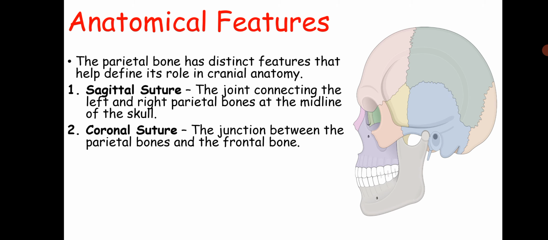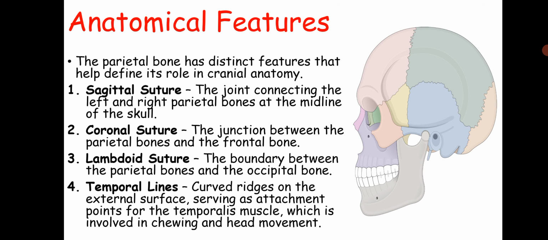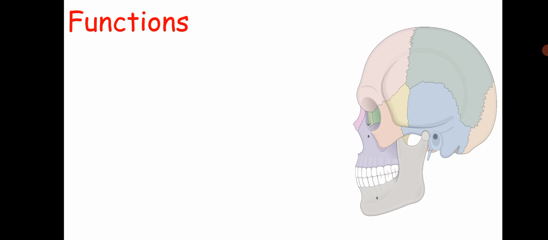Next feature it has is coronal suture, that is basically a junction or the joint between the parietal bone and the frontal bone. Next anatomical feature is lambdoid suture, that is the boundary or the junction between the parietal bone and the occipital bone. Next it has temporal line, that is curved ridges on the external surfaces that serve as attachment points for temporalis muscle, which is involved in chewing and head movements.